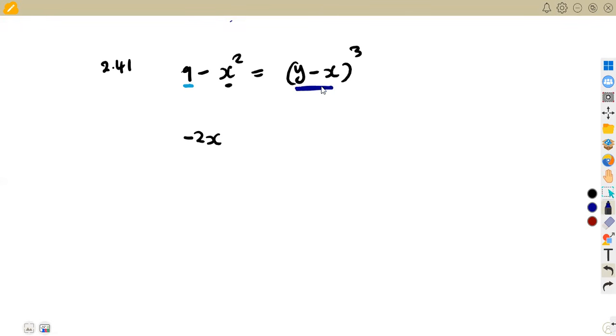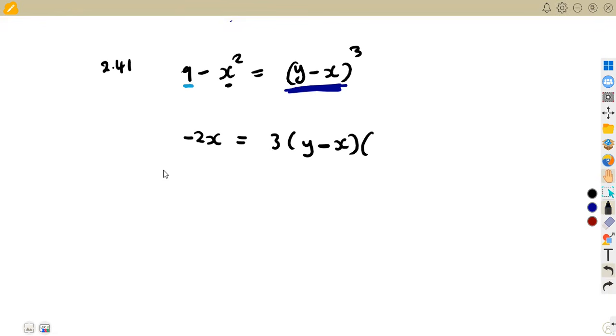Remember from our chain rule, if you are given an exponent like this, you differentiate the outer bracket, considering the exponent of 3. This is what you're going to do: you drop the exponent 3, you remain with y minus x like this. Then you differentiate the inner part, everything inside the bracket.